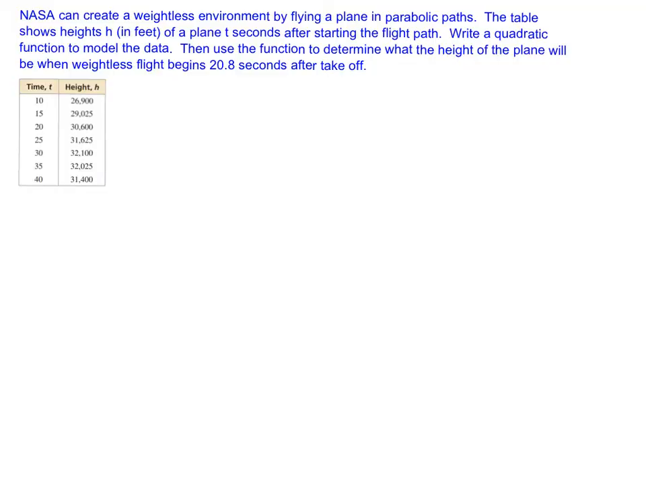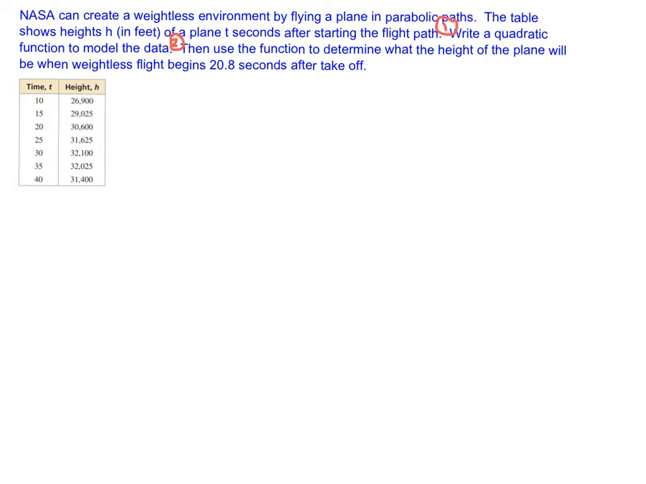So now we're going to take what we've learned and apply it to a new word problem situation. So this problem says NASA can create a weightless environment by flying a plane in parabolic paths. The table below shows height h in feet of a plane t seconds after starting the flight path. Write a quadratic function to model the data. Then use the function to determine what the height of the plane will be when weightless flight begins at 20.8 seconds after takeoff. So here we have to write an equation, and then we have to use it to determine at what height that weightless flight will occur.